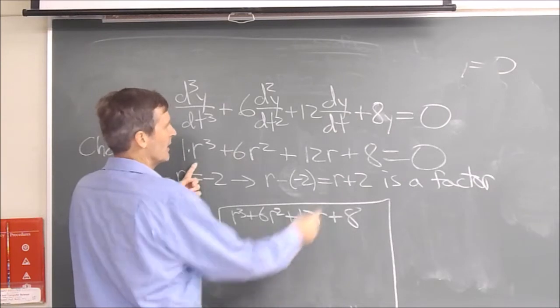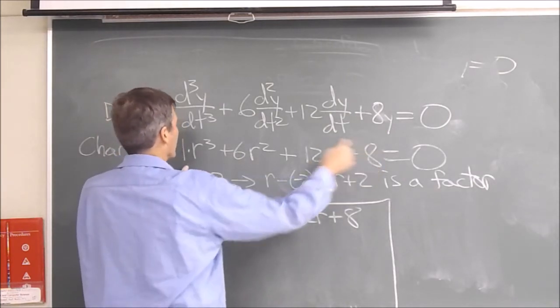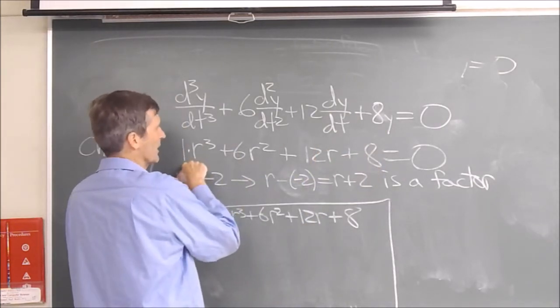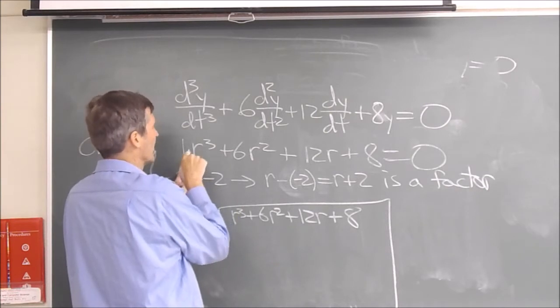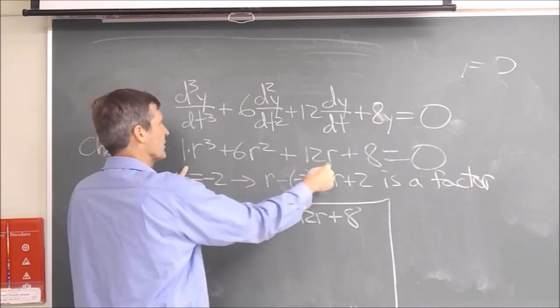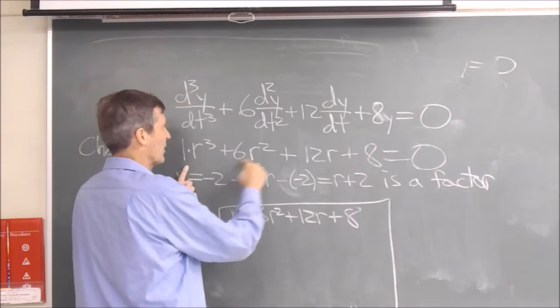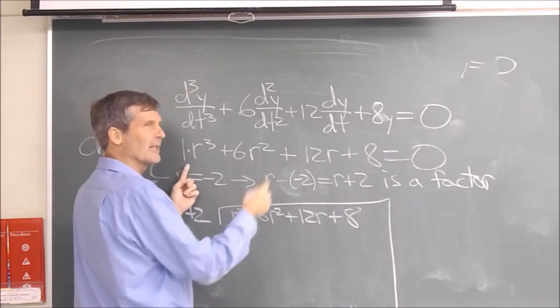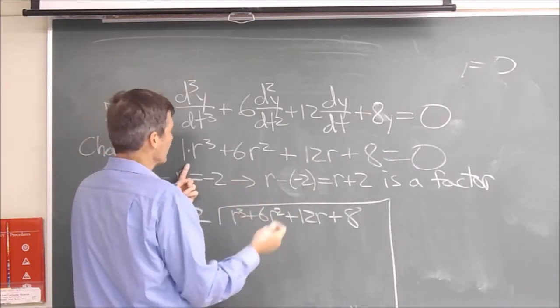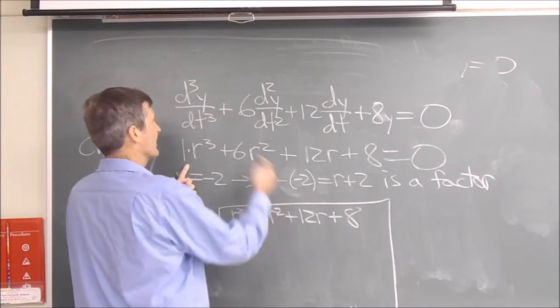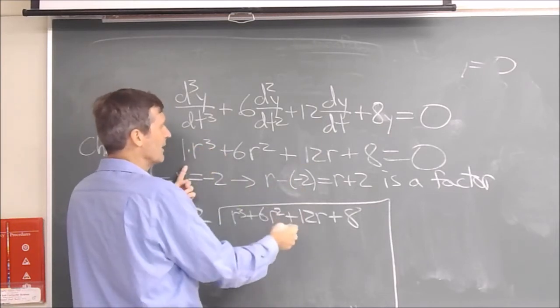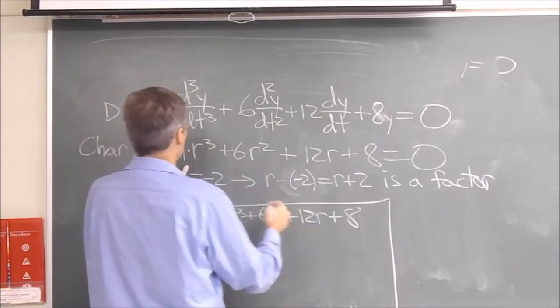Maybe I'll try a factor of 8 over a factor of 1, which is 1. So let's try plugging in 1. 1 cubed plus 6 plus 12 plus 8. Wait a minute, these are all positive. That's not going to work. r has to be negative. So you do things like that. Let's try negative 2. That's not so big as 8 that this overwhelms everything, and it's negative, so maybe I can make these add up to 0.